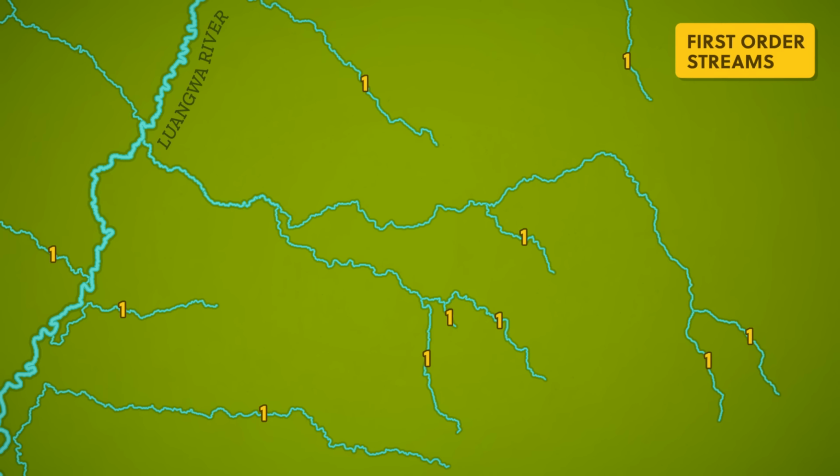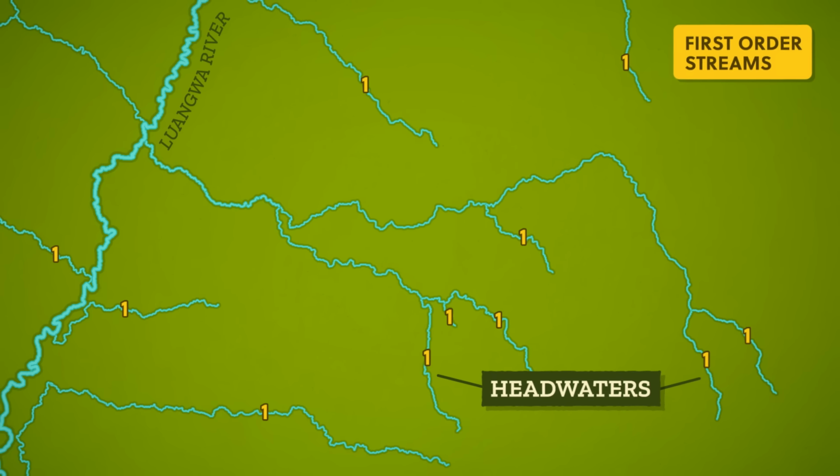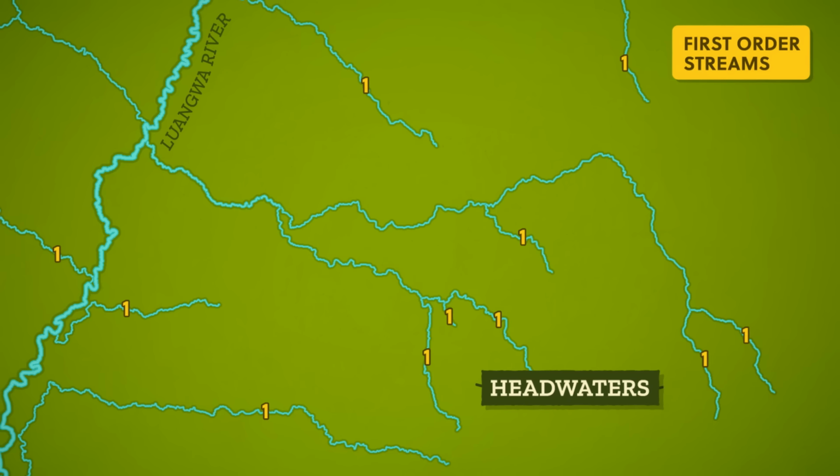Like, take a look at the drainage network for the Luangwa tributary of the Zambezi. First-order streams are streams with no tributaries. They're often the headwaters, which are spring-fed streams at a higher elevation than the rest of the drainage basin. A first-order stream may be very small, seasonal, or ephemeral, and not have a formal name.